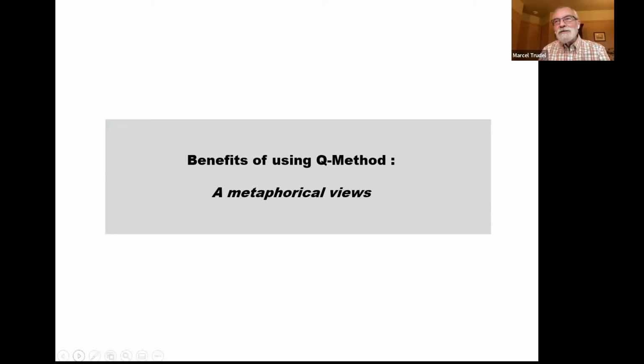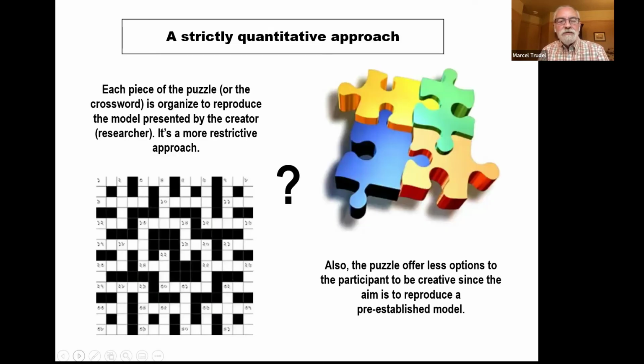okay, it's a funny example. I just want to contrast visually what is Q method and what is not. So the next one shows you a strictly quantitative approach. I compare that to a puzzle. Each piece of a puzzle is organized to reproduce the model presented by the creator or researcher. It's a more restrictive approach, less creative than the next one.